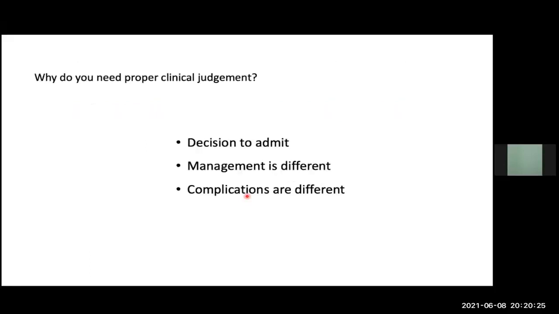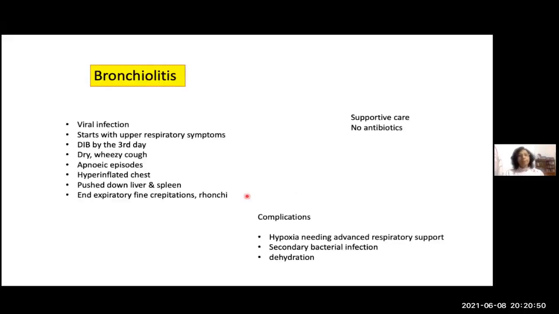Why is it important to differentiate these two conditions? One is the decision to admit the patient. If the patient presents with mild to moderate symptoms, and you think this is bronchopneumonia, you immediately need to admit for further evaluation and management. But if it is mild bronchiolitis, you can wait and see, right? And also the management is different, and so are the complications.